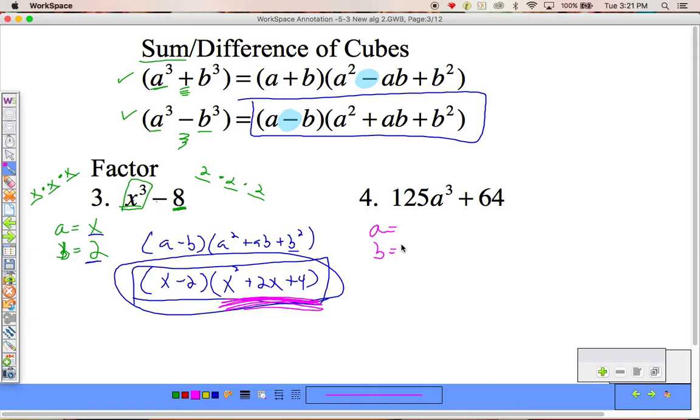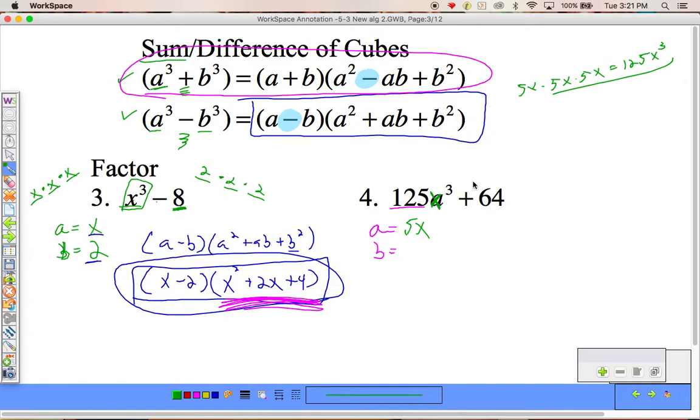125a to the third plus 64. I'm betting it's going to be this top one because there's a plus sign between them. So piece by piece, what number times itself is 125, and that's going to be 5. Let me change this to an x to make it a little bit cleaner. What term times itself is an x to the third? I'm going to say 5x, because 5x times 5x times 5x is 125x to the third.